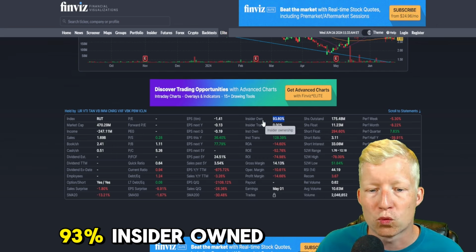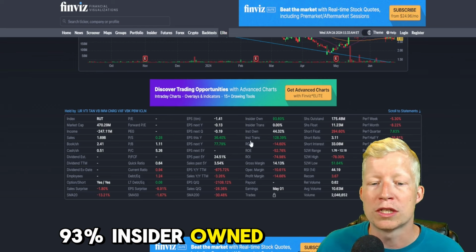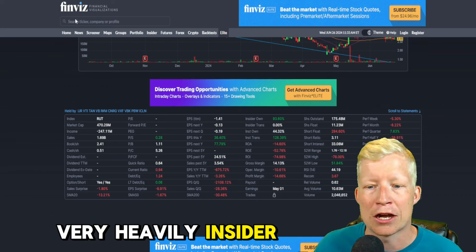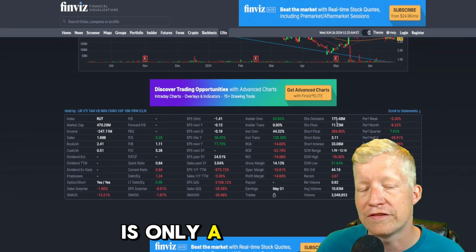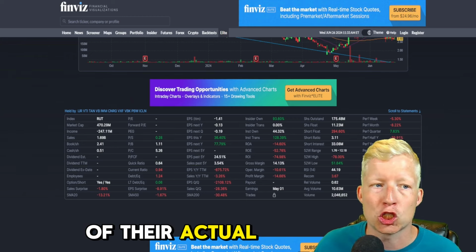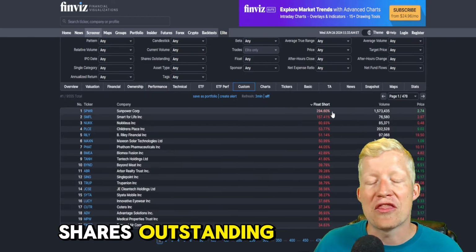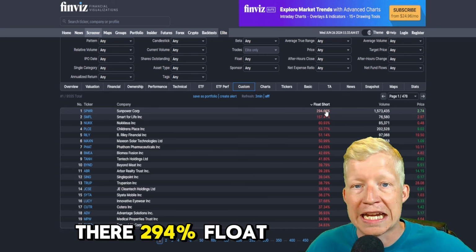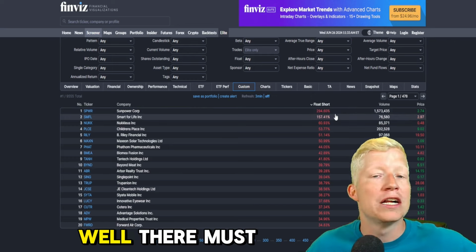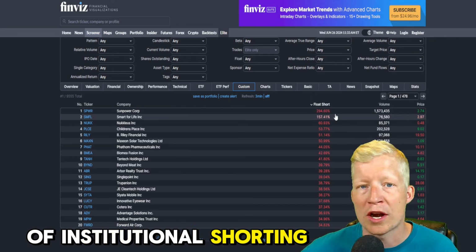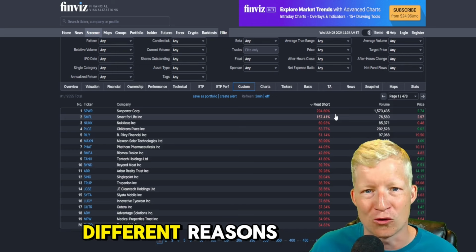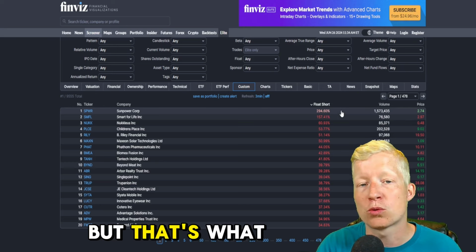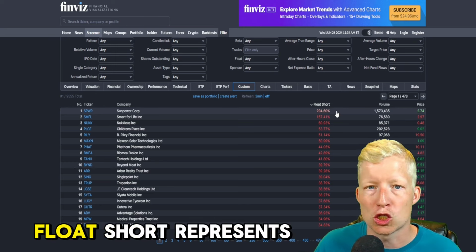This thing is 93% insider owned, a lot of institutional transactions. This thing is very heavily insider owned, so their float is only a very small portion of their actual total number of shares outstanding. That allows them to get this kind of, well, how is there 294% float short, right? Well, there must be some sort of institutional shorting. There's hundreds of different reasons, and you can put on your tinfoil hat as to why this occurs, but that's what a stock's float is. That's what the float short represents.